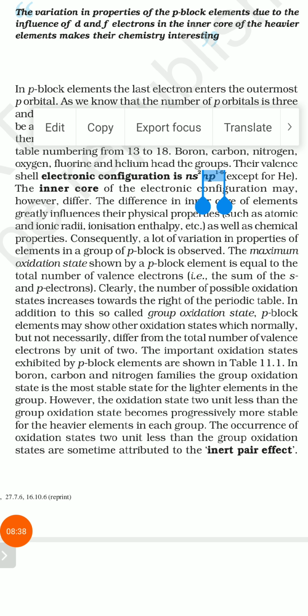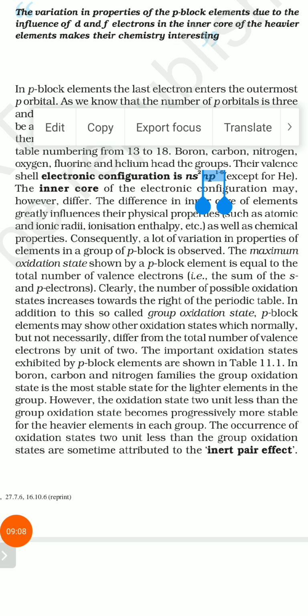For the 13th group elements, what is the common outermost electronic configuration? ns2 np1. The 13th group elements' electronic configuration is ns2 np1. That means the boron family. The boron family's electronic configuration is 1s2, 2s2, 2p1. The last orbitals are 2s2, 2p1. That means ns2 np1.